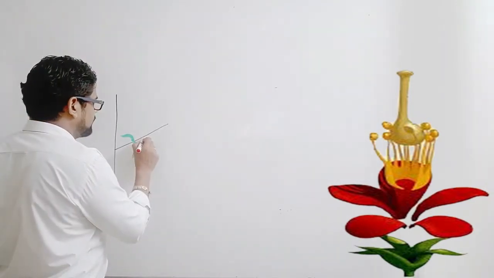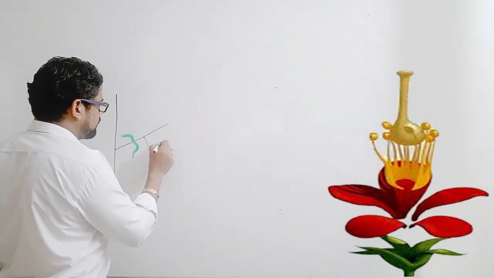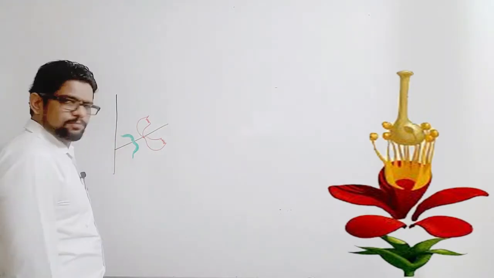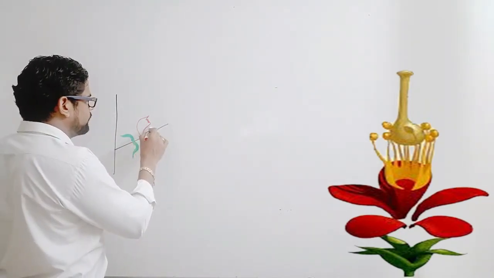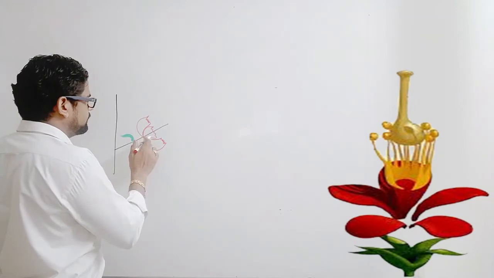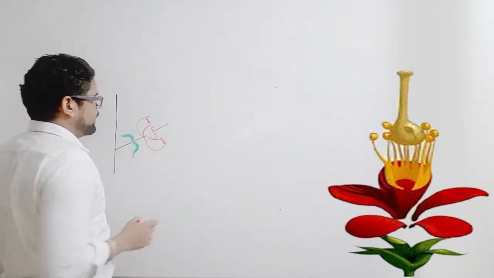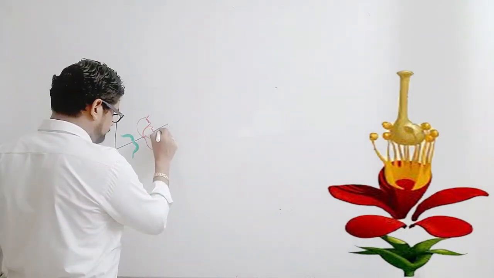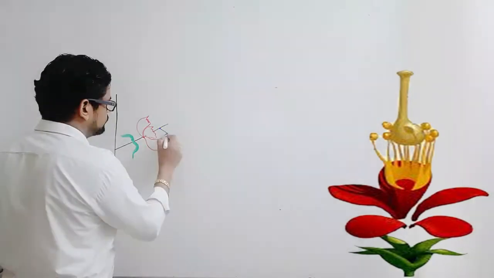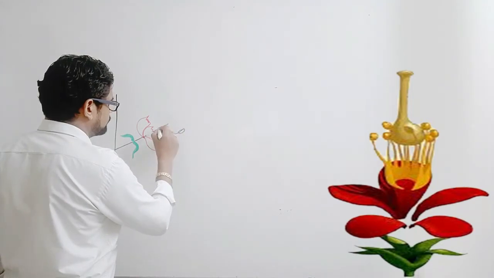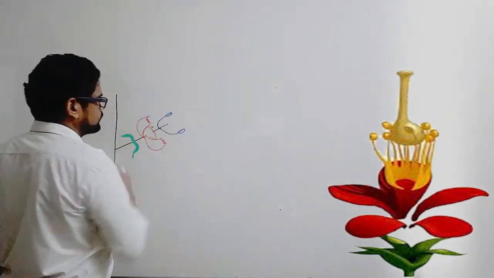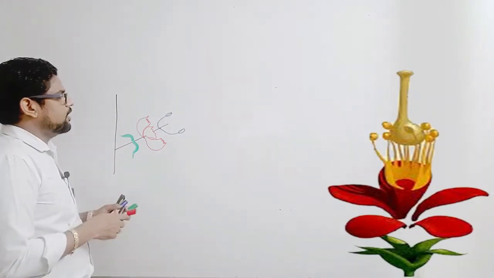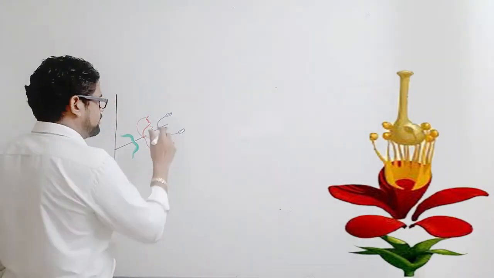Now petals are here. Suppose petals are there. There is no need to make such beautiful diagrams. Just think here, suppose this is petals. Now androecium, stamens are here. After stamens, now there is a need to make gynoecium.